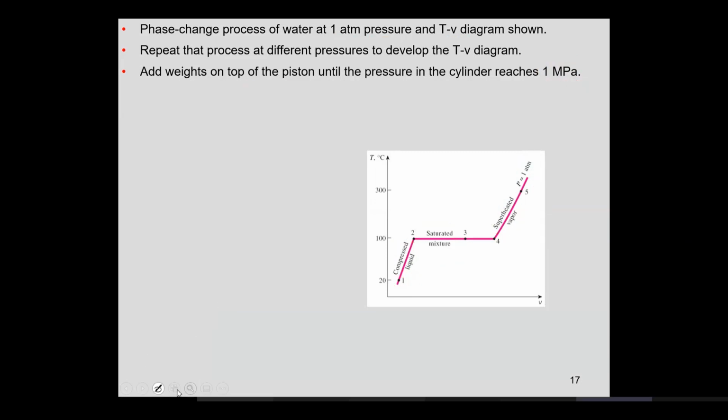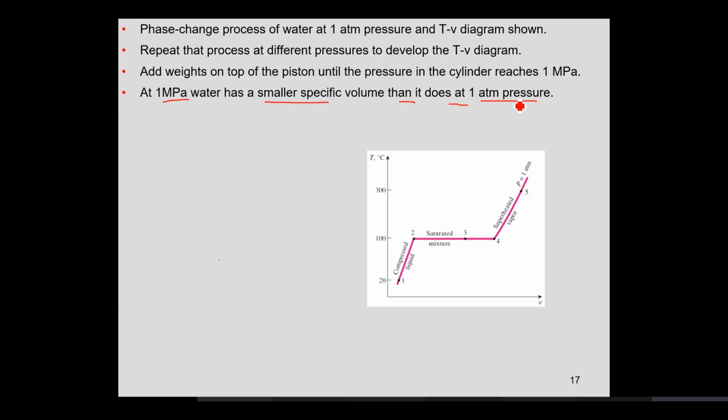Less. All right, very good. So one thing is that at 1 megapascal, water would have a smaller specific volume than it does at 1 atmospheric pressure. Secondly, let's look at this way, at 1 atm pressure, the saturation temperature was what?